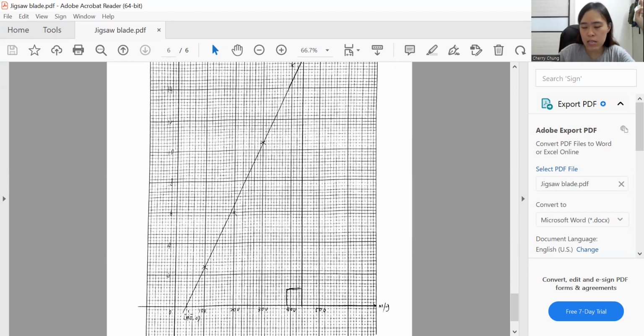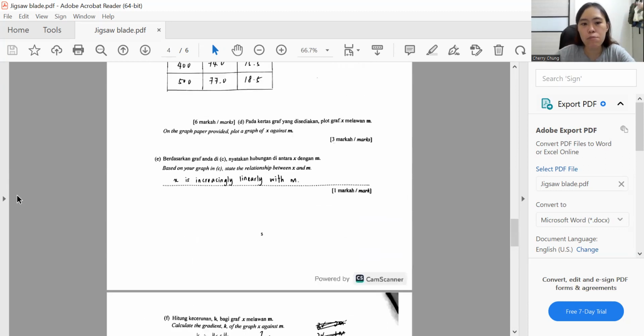I cut the x-axis. So whether it cuts the x-axis or the y-axis, the relationship will still be increasing linearly. If let's say it cuts at the origin, which means that at 0 the answer, it will be directly proportional. If let's say it slopes downward like that, whether it cuts at the x-axis or the y-axis, it will be decreasing linearly. Please refer back to your Form 4 Chapter 1 to understand the relationship of the graph.